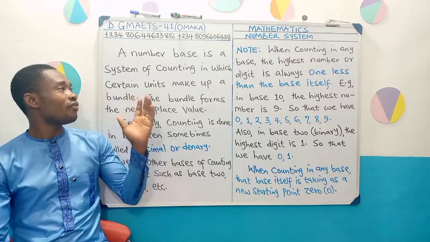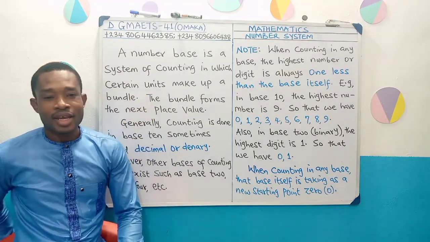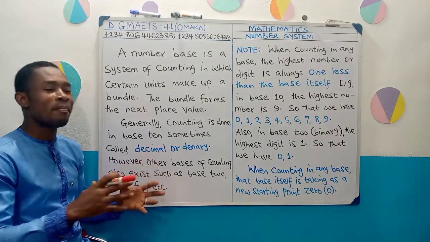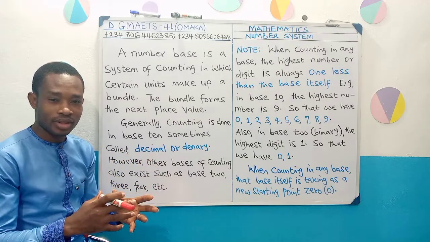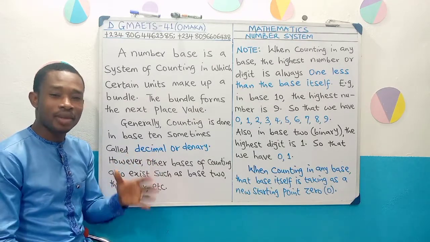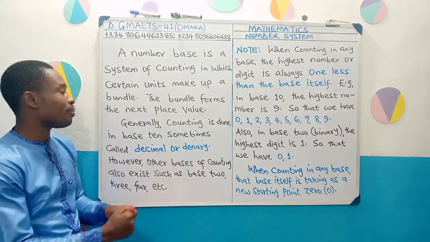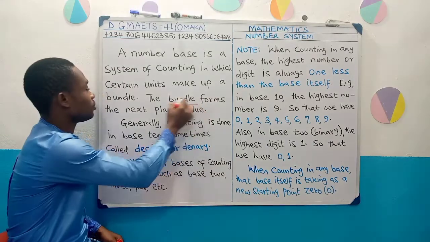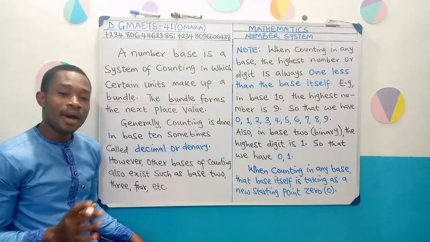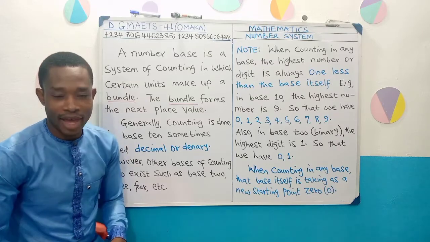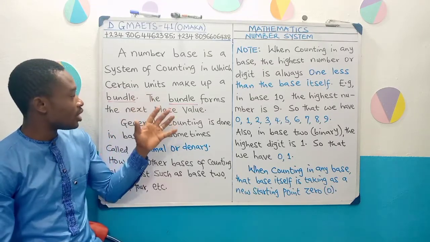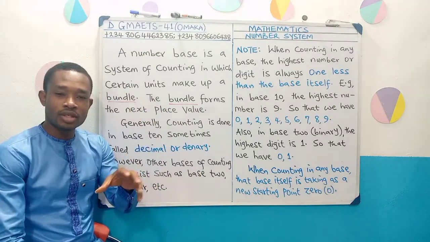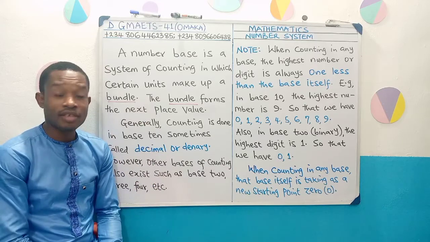Now, on the board, we have the definition of number base. A number base is simply a system of counting in which certain units make up a bundle. Certain units make up what? A bundle. And when you get to any particular bundle, that bundle forms a new place value. So take note of that. Number base is simply a system of what? Counting. And in this system of counting, certain units make up a bundle. This bundle forms a new place value.